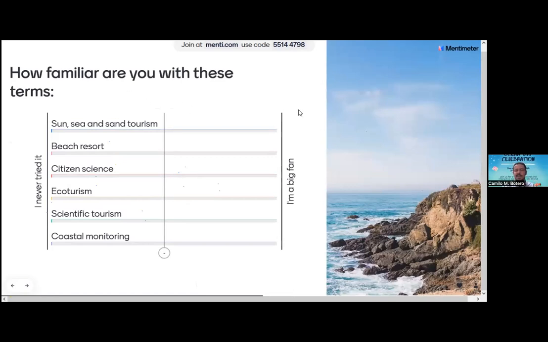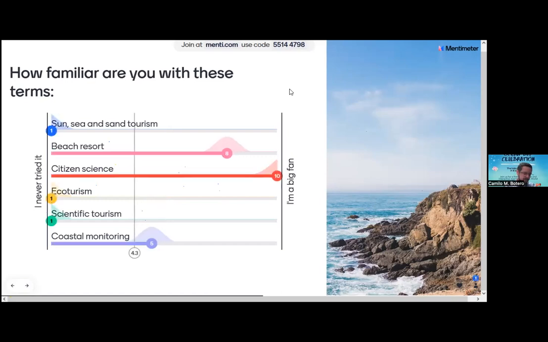Now the exercise, the idea is that we say how familiar you are with this term. You never tried sun, sea, and sand tourism, for example, or you're a big fan. You move from the left to the right, this is from 1 to 10. How familiar are you with these words? Sun, sea, and sand tourism, beach resort, citizen science. Have you heard before about citizen science, about ecotourism, about scientific tourism, about coastal monitoring?